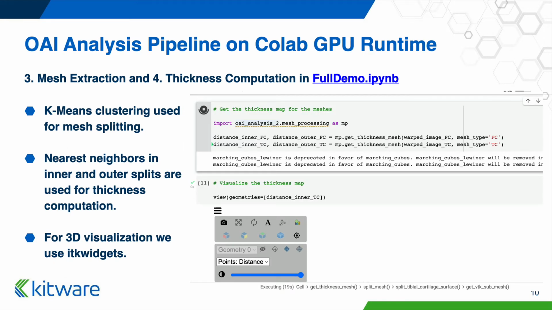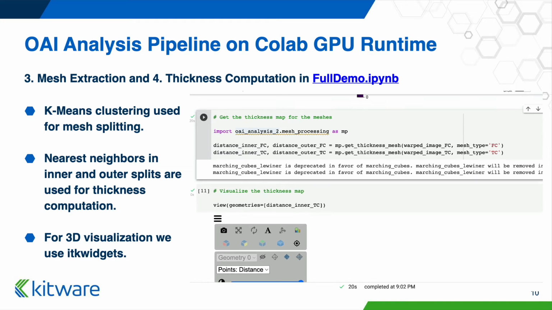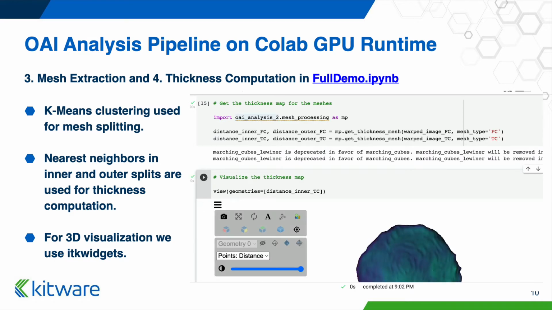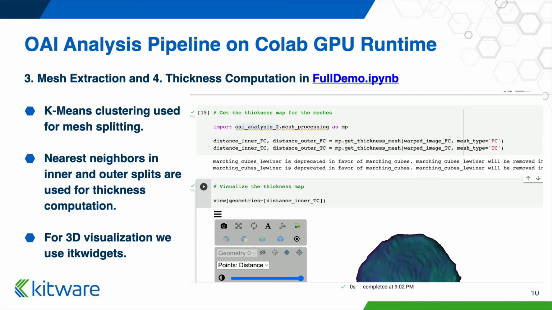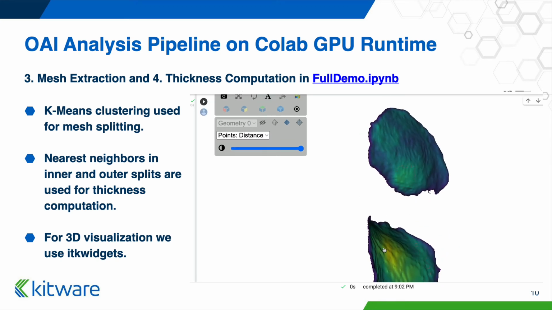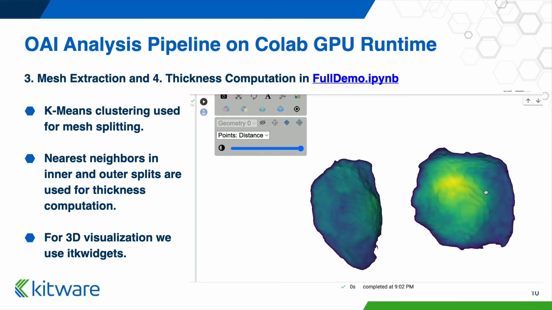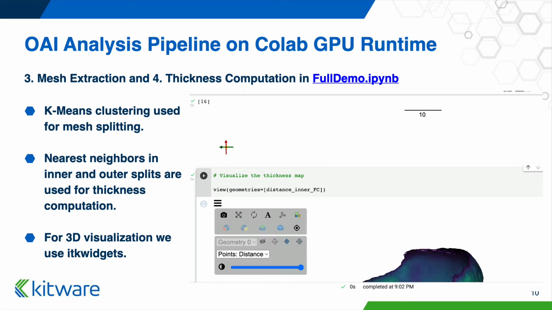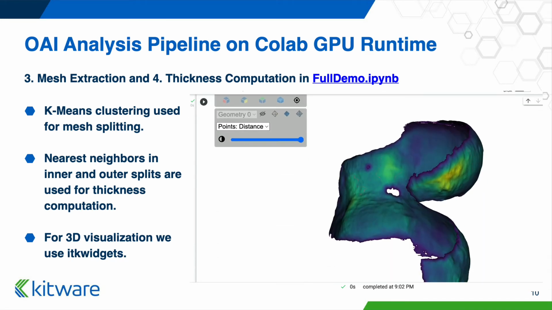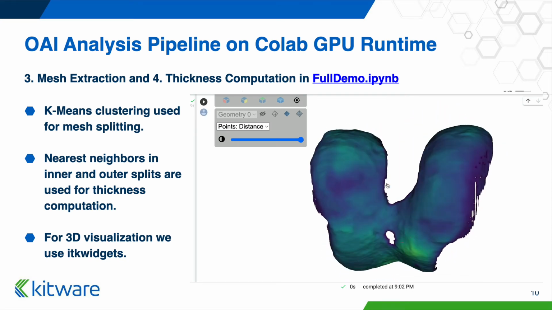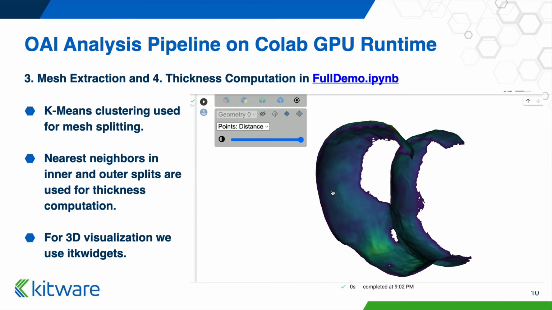Cartilage thickness computation is then done with the help of the split meshes. For this, we use the nearest neighbor method for each point in the inner and outer splits. Again, users can utilize the ITK widgets for visualizing this thickness map in 3D. Here are shown the thickness maps for the femoral and tibial cartilages. As can be seen, users can freely interact with this 3D mesh.